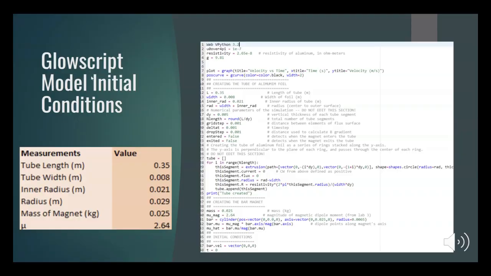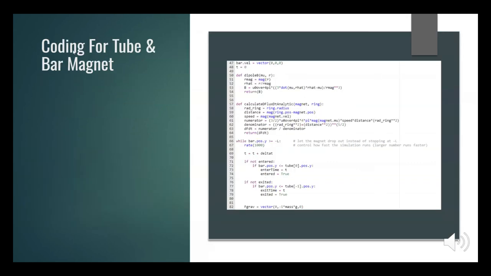Here is the GlowScript model and the initial conditions that we used. You can see where the tube length, tube width, tube radius, where all of that comes in here. And then our mass is down here and our mu is down here. So coding for the tube and the bar magnet, here's the rest of it. And you can see through here we have our computations being done.